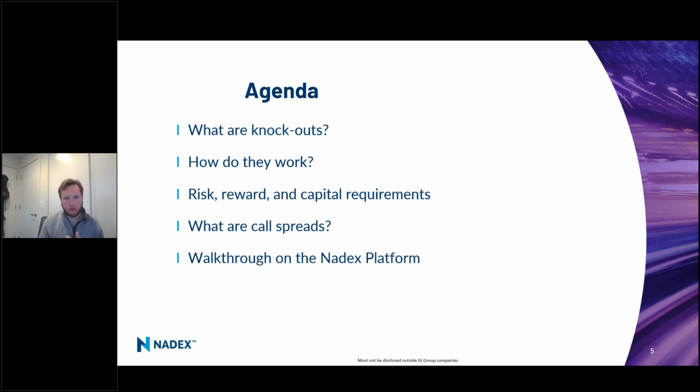Go over why you might want to trade a knockout as opposed to a call spread, what the similarities between the two contracts are, what the differences between the two contracts are, and then at the end, actually probably with maybe 15 minutes left or so, I'm going to jump to the platform. We're going to go through actual live examples on our demo environment.